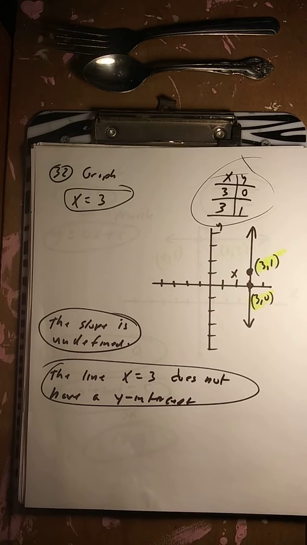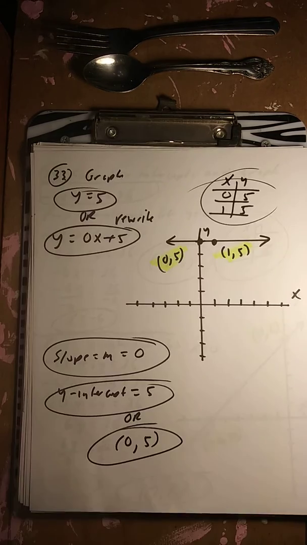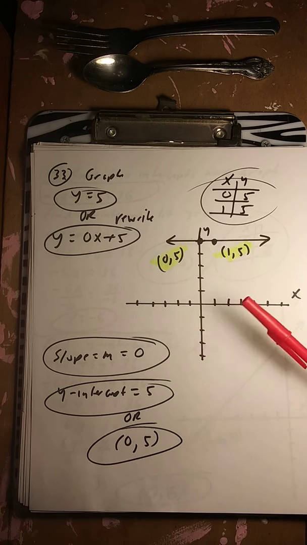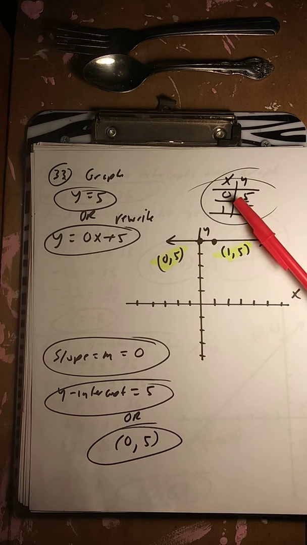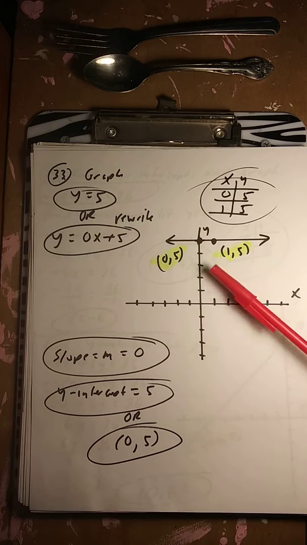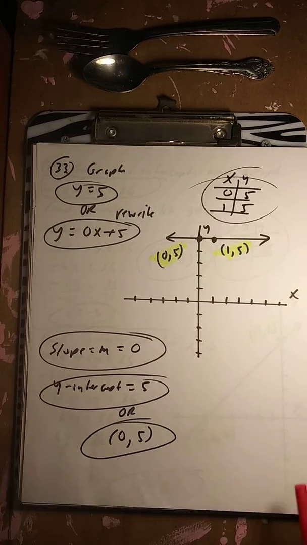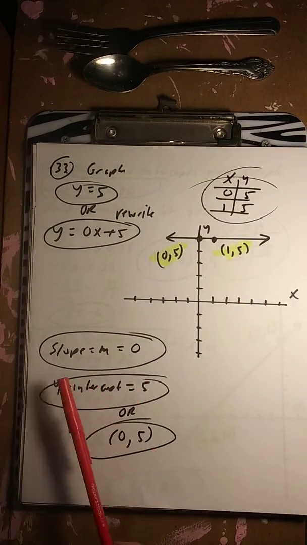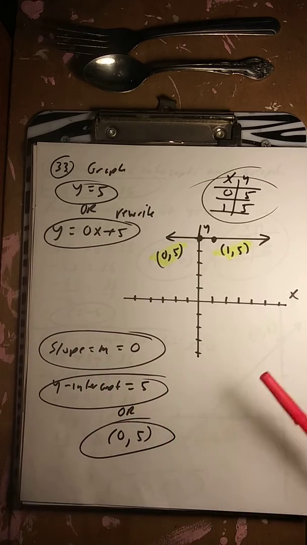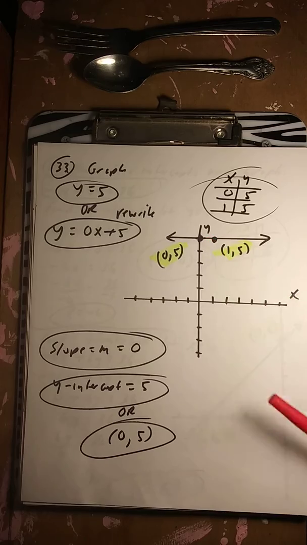All right. Next one. Graph y equals 5, or you can write it as y equals 0x plus 5, same thing. So now y is always 5, 5, 5. So x is 0 and 1 there. Now graph this, 0 and 5, 1 and 5. And what do you see? A horizontal line. The slope of this is 0. The y-intercept is 5, because it crosses right there, 0, 5. And that's it.